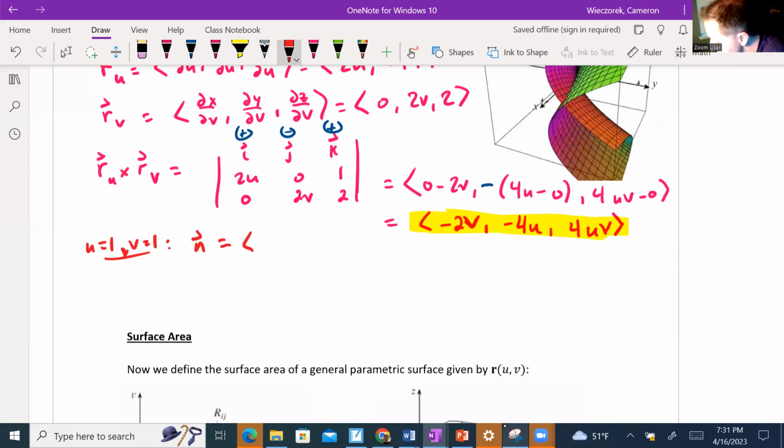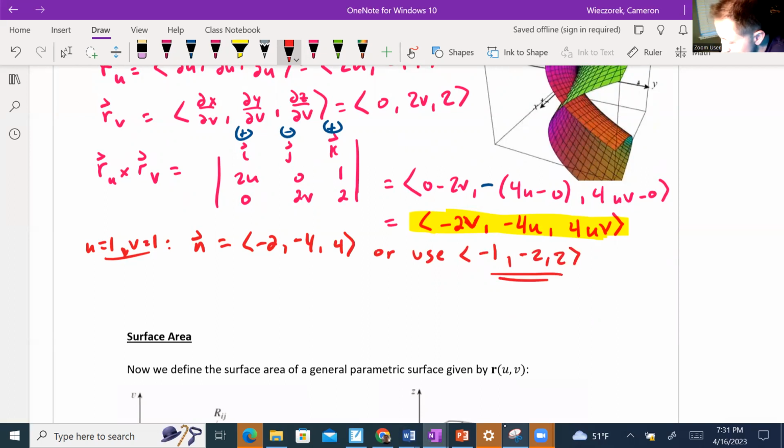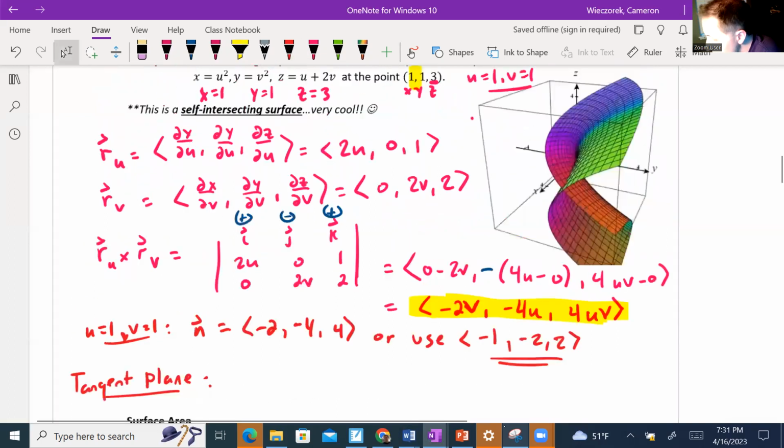I get negative 2, negative 4, 4. And we could use any scalar multiple of that. So I'm going to divide everything by 2, and I'm going to use negative 1, negative 2, 2 as my normal vector. And so then my tangent plane, passing through the point 1, 1, 3.